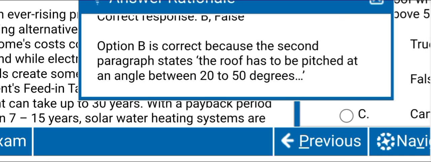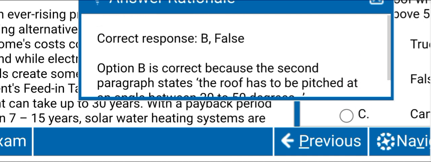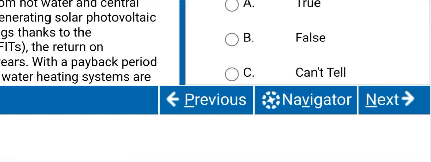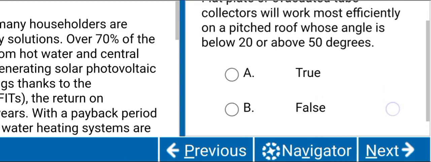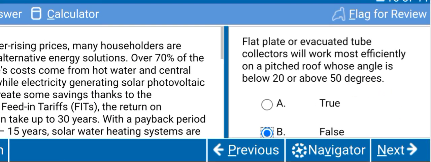So option B is correct, which is false, because the second paragraph states the roof has to be pitched at an angle between 20 to 50 degrees. So there we have option B, which is false, as the correct option.